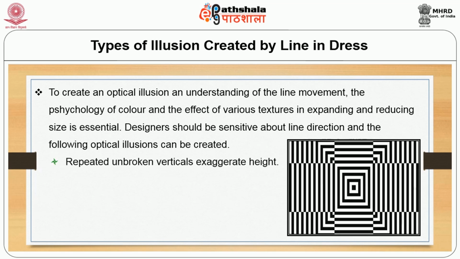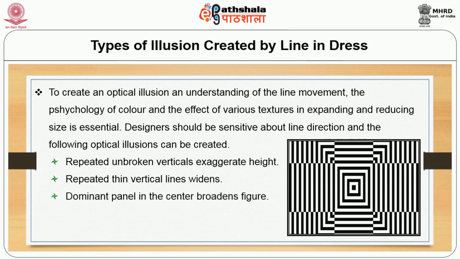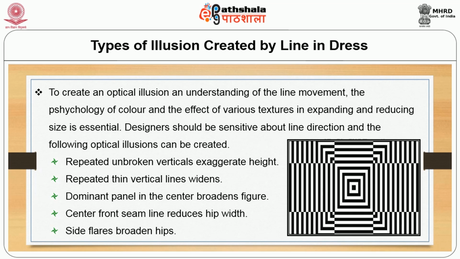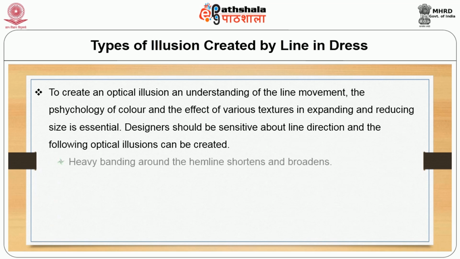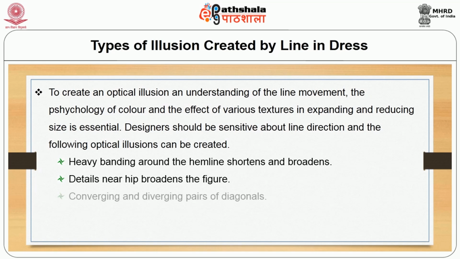Repeated unbroken verticals exaggerate height. Repeated thin vertical lines widen. A dominant panel in the center broadens the figure. A center front seam line reduces hip width. Side flares broaden the hips. Heavy banding around the hemline shortens and broadens the figure. Details near the hip broaden the figure.